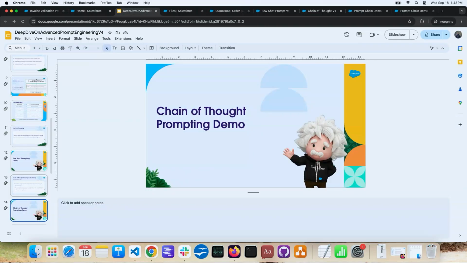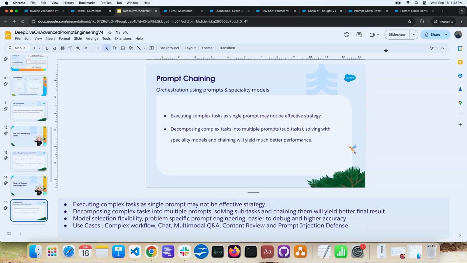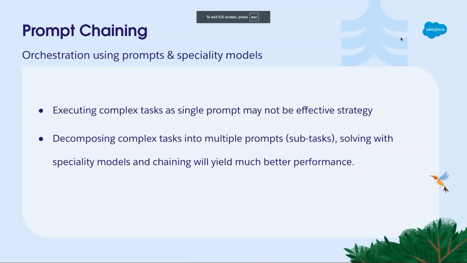The last technique is called prompt chaining. Prompt chaining is basically what you use if you want to execute a complex workflow using multiple prompts and multiple specialty models. It's a simple technique. Instead of using one prompt to do everything, you can divide the work into multiple subtasks and execute them as different prompts. It's not only a good design, but it also provides an opportunity to optimize your cost, and it also yields better performance.